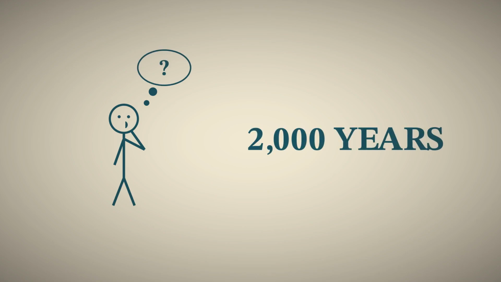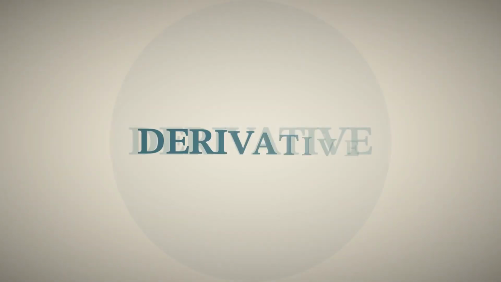That one little question, that exact question, took smart people almost 2,000 years to figure out. And the answer? It's the most useful idea in all of math. It's called a derivative.